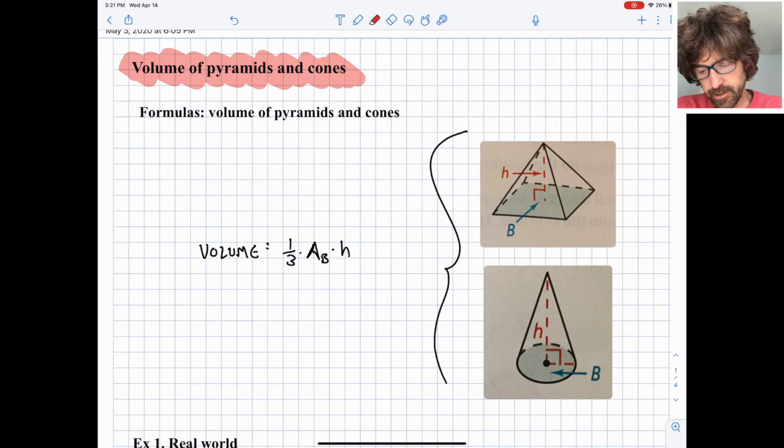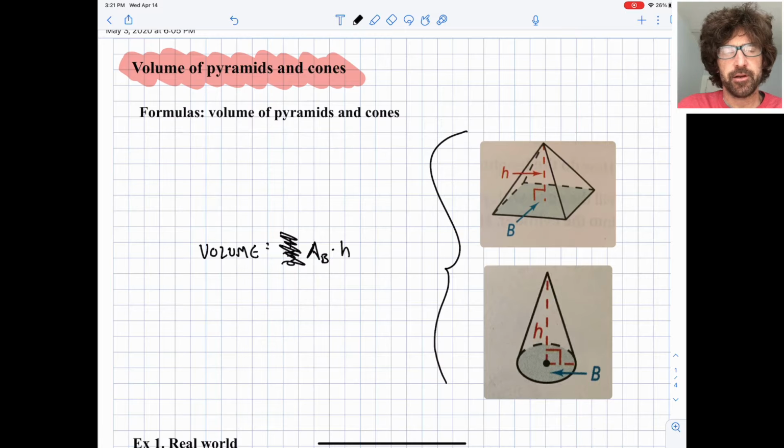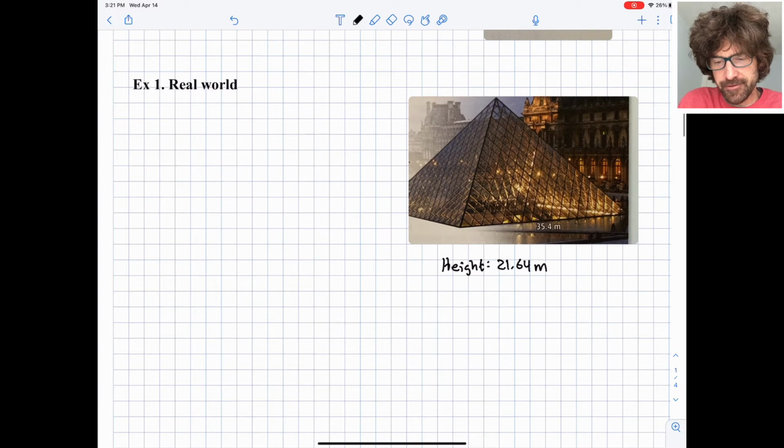Hopefully you can imagine that if we didn't have that 1/3 right here, we would just be finding the volume of sort of the associated prism. But you can imagine that the pyramid or the cone would have a lower volume because the faces taper into a point. So we do need that 1/3 in there. It's actually quite a tricky challenge to determine where that 1/3 comes from, and I encourage you to investigate that one on your own.